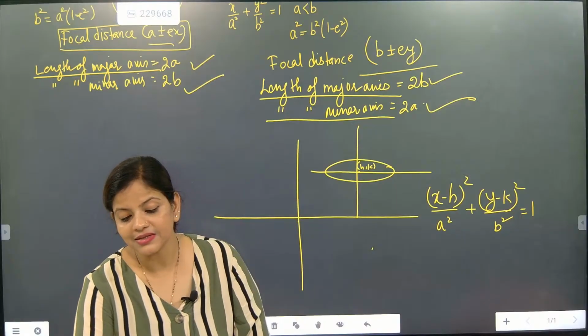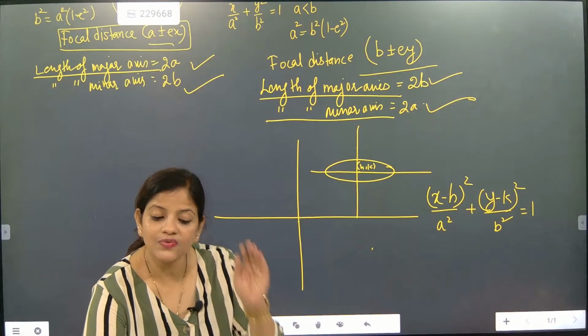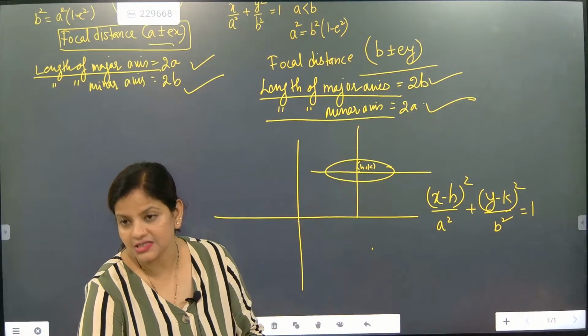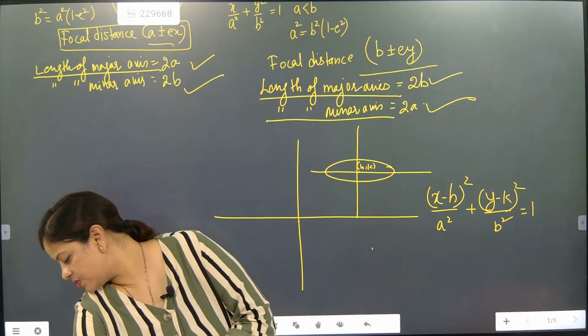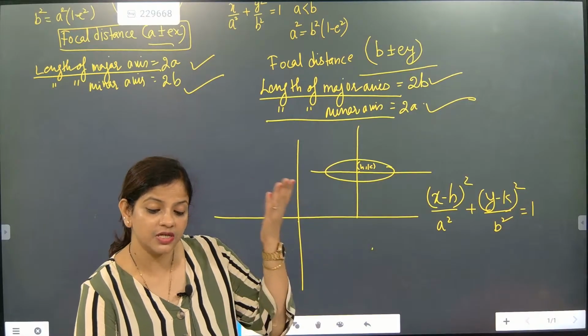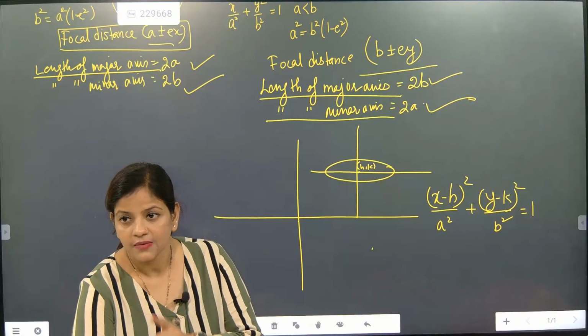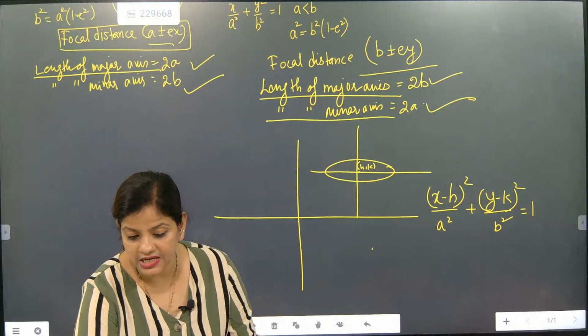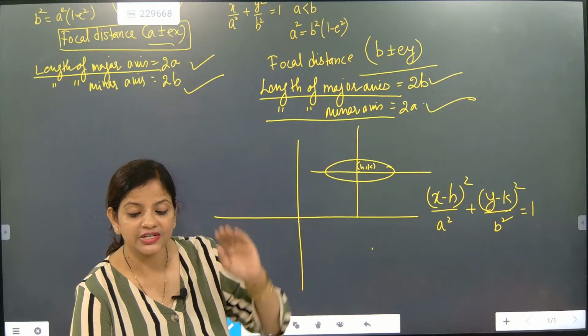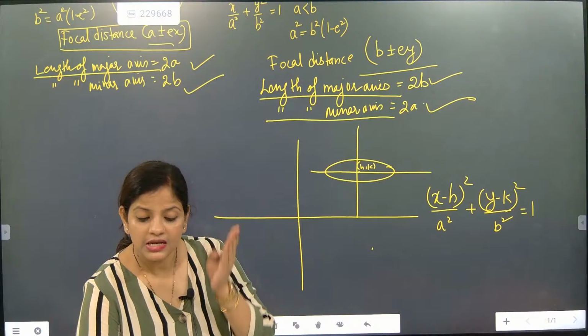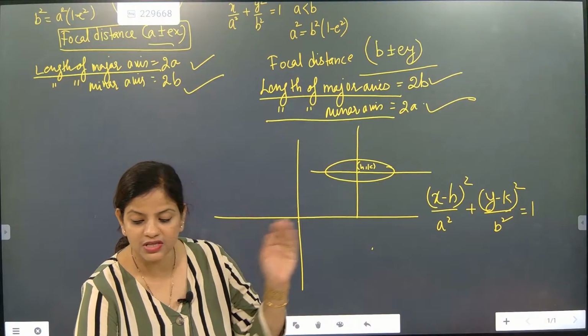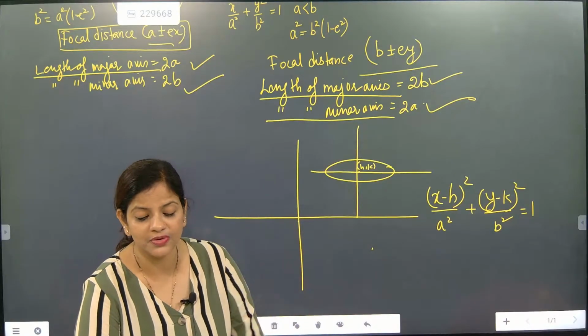Two situations are there. One situation is when the ellipse is resting on the x-axis. The directrix equation will change when the ellipse is resting on the y-axis. The semi-major axis will change when the ellipse shifts. Eccentricity value will also change. Latus rectum will also change. Everything will change. Focal distance will also change.